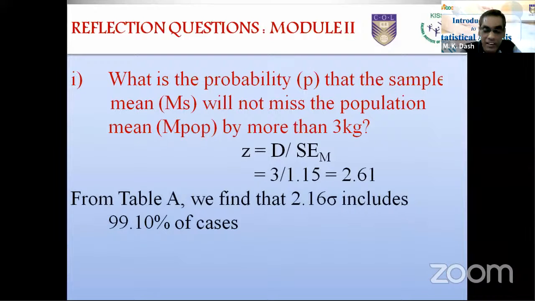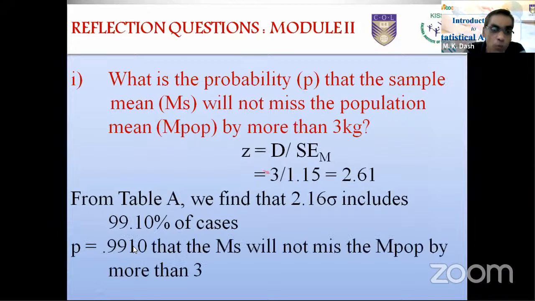Now refer to the Z table. It is table A, which is already given in the resource page. If you refer to the Z table, it is 2.61, not 16. Kindly correct it. 2.61 sigma includes 99.10% of cases. This is very important. So we are getting the area 99.10, so the probability is 0.9910 that the sample mean will not miss the population mean by more than 3 kg.